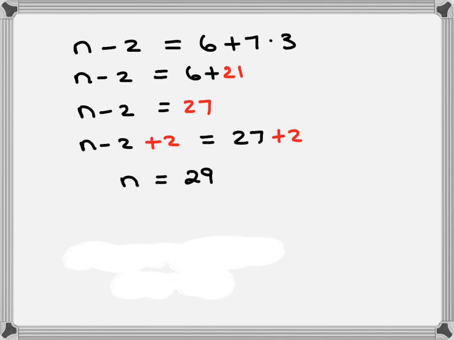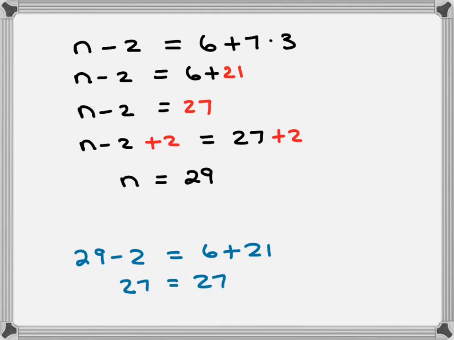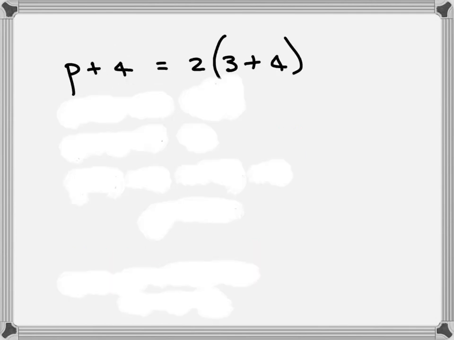Let's check it with our original equation. We put 29 back into here, into the n. 29 minus 2 is equal to 6 plus 21. Let's have a look. Yep, 27 equals 27. So we had the right answer for n. Okay, you can always check your answers by substituting them back in.